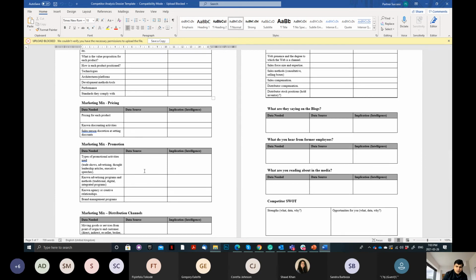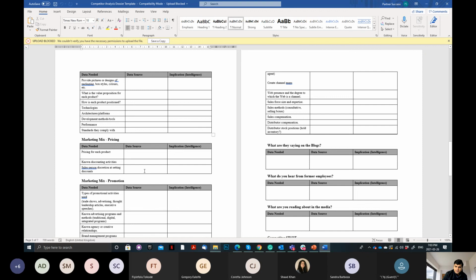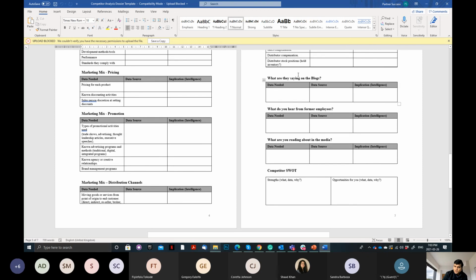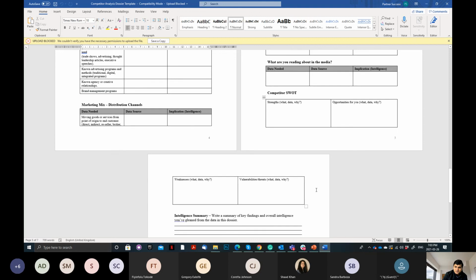So how do they promote their product? How do they distribute their product? What are they saying in their blogs and how are others rating them in their blogs? What do you hear from their former employees? What do you read from them in the media? If you answer all these questions, you can start building your SWOT.